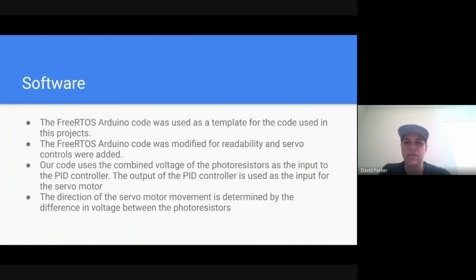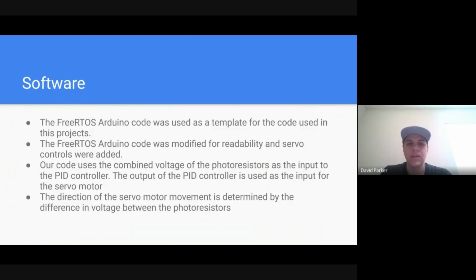For the software, we use the FreeRTOS code that was given to us in previous labs as a template for our code. We modified the code from the labs to be more readable, and we also included servo controls into the code.